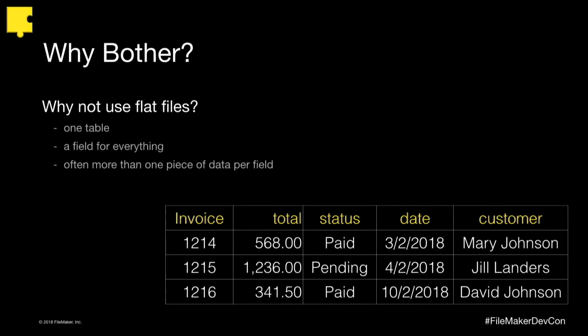So the big question is, well, why bother? Why even bother trying to fix this? What problem are we trying to fix here? Why not just use a flat file? Why not just put everything into one table? We have a column for everything and everything in its place. Often there's more than one piece of data in one of those columns when people start doing this because they're economising on the amount of columns they're going to use. So why not do that?